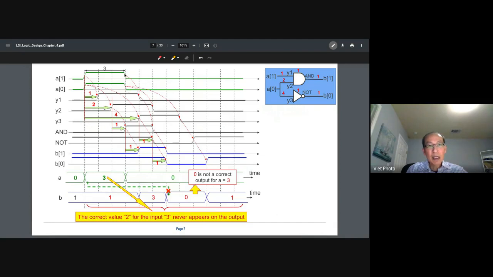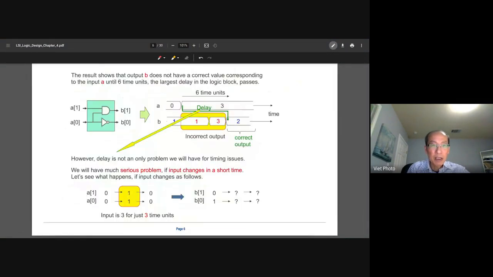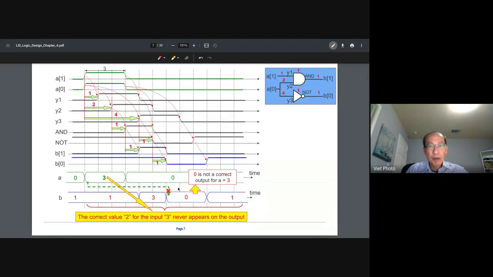Let's see. The expectation is, when you go back to 0, 0, what is the output supposed to be when the input is 0, 0? If it is 0, 0, the output is supposed to be 0 here, and 0 here is supposed to be 1 here, so the output is supposed to be 0, 1. That means we're supposed to get an output of 1, right?